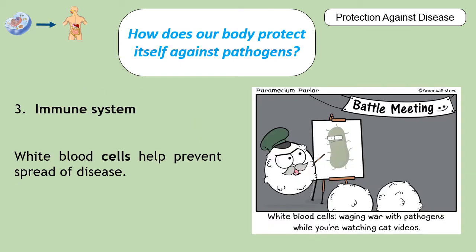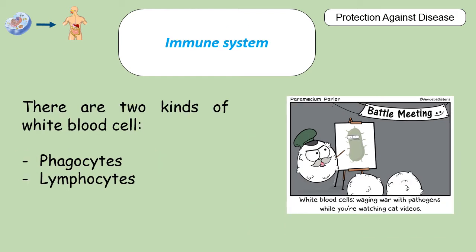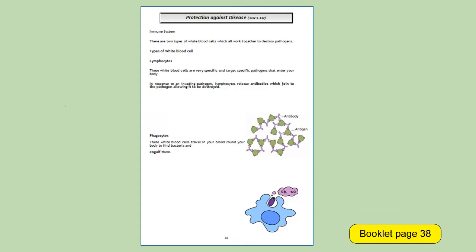Our third main line of defense is our immune system. So the immune system is where we have white blood cells that help prevent the spread of disease. And as was mentioned in the video, and as we mentioned at the beginning, there are two different types of white blood cell. They're called phagocytes and lymphocytes. And there is another video for you to watch after this one, which will give you information about both of those. But let's look at each of those in turn.